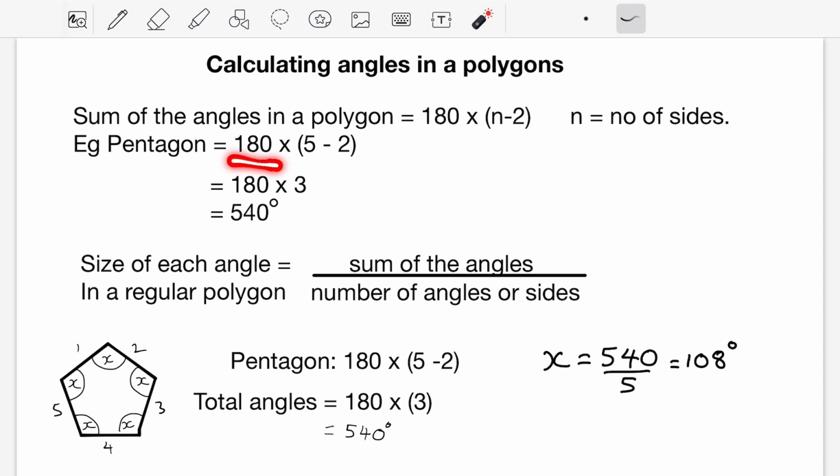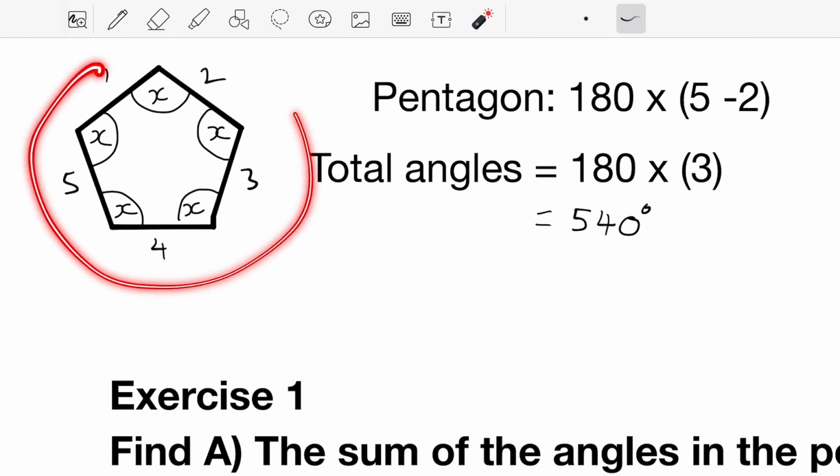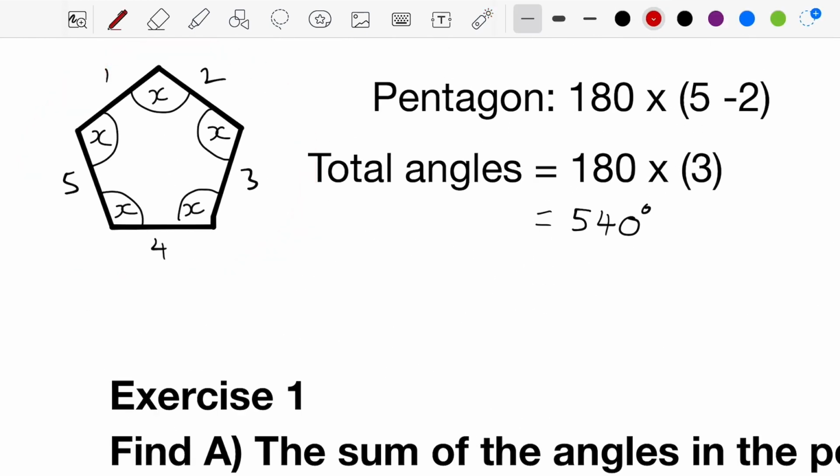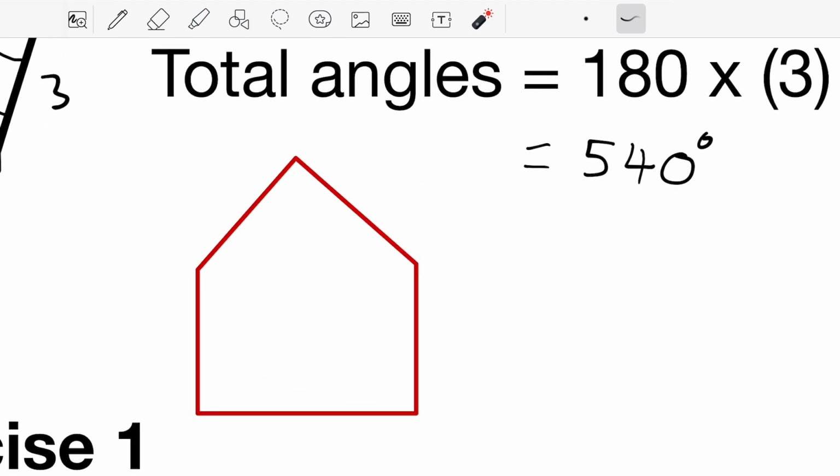So 180 multiplied by 5 minus 2, which is 3. 180 times 3 is 540. So whether it be this regular polygon, or if we have an irregular polygon, the sum of the angles will still be equal to 540 degrees, and that's the sum of the internal angles.